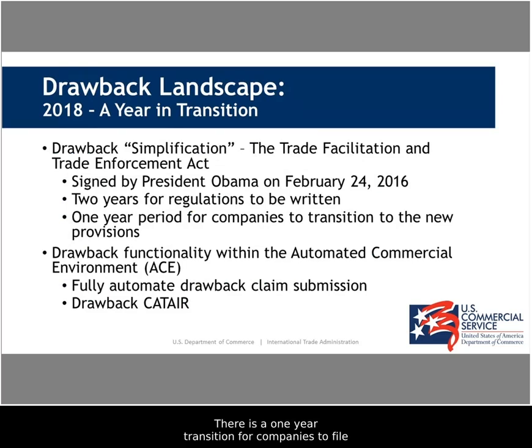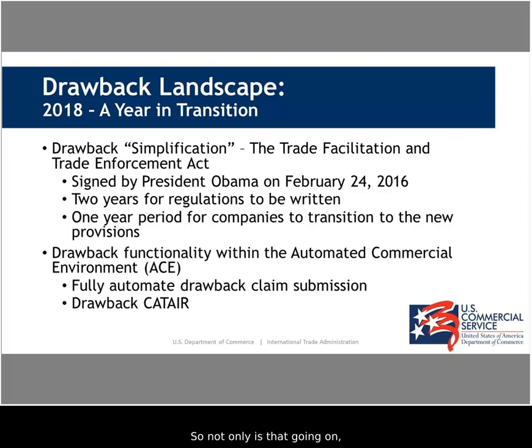There is a 1-year transition for companies to file core drawback or TFTEA drawback, and we're in that transition point right now. As of February 24th, 2019, we will be in a TFTEA-only drawback world. That's the Trade Facilitation and Trade Enforcement Act. So as of February of 2019, the core drawback elements and law and regulation go away.